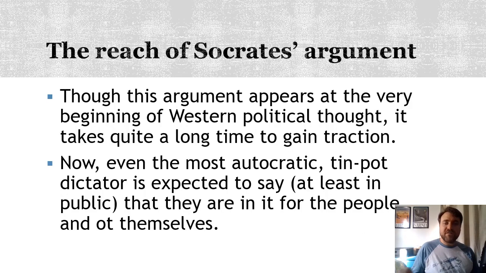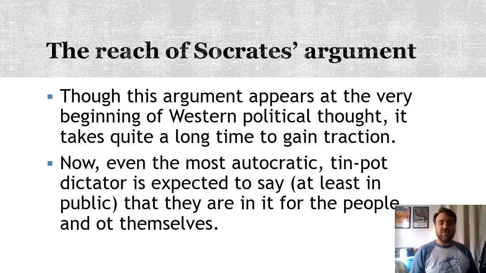And I want to take a minute to highlight something about the reach of Socrates' argument here, and how much this is the first really big idea in political justice that happens here. This is basically at the beginning of Western political thought, all the way back in the Republic. But it takes a long time for this kind of argument. The idea that a government cannot be in it for itself, it has to be in it for its subjects. It has to be in it for the people it rules.